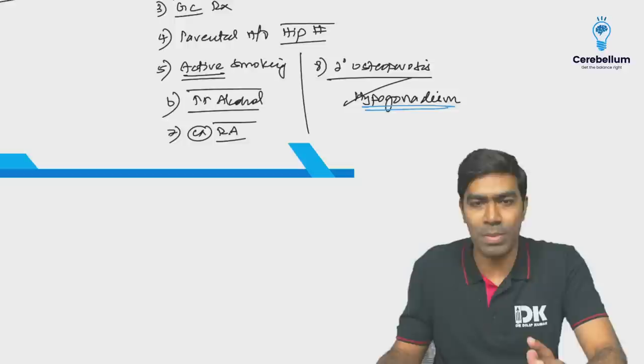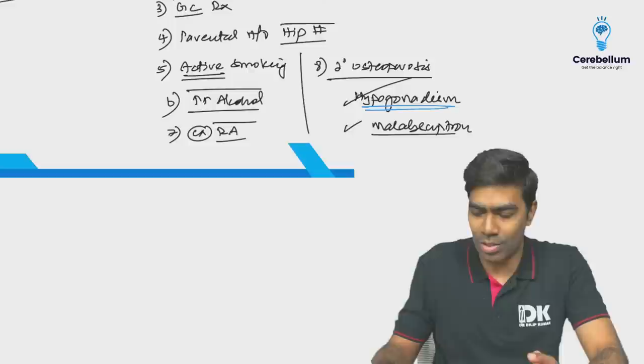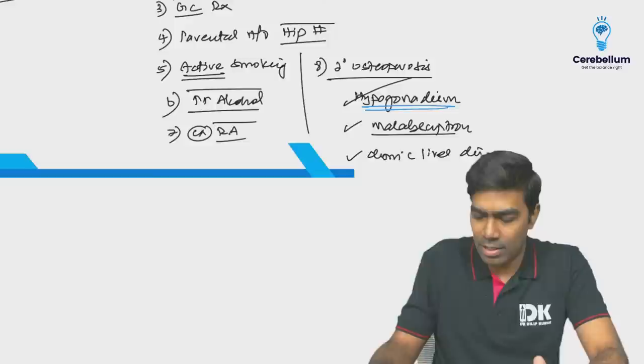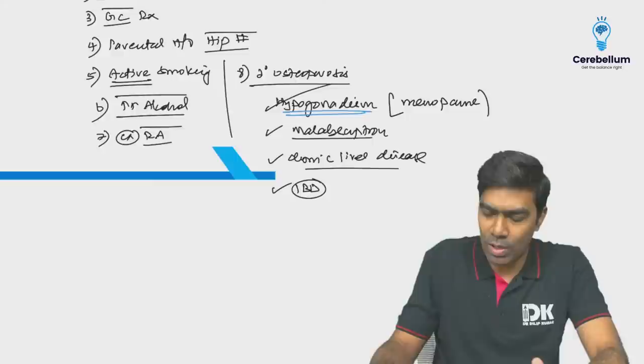And second, you're going to have malabsorption. Malabsorption is another important reason; low vitamin D and low calcium can result in osteoporosis. Chronic liver disease is a risk factor for the development of osteoporosis as well. And finally, chronic inflammation like IBD, inflammatory bowel disease, or even premature menopause. Hypogonadism means menopause, which can be either usual or premature menopause. Even premature menopause is a risk factor for the development of osteoporosis.